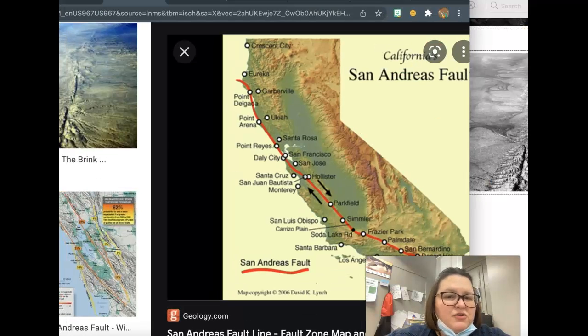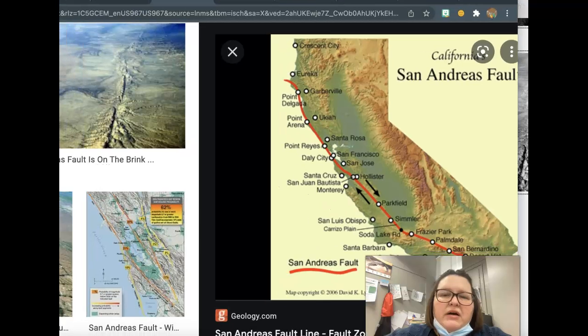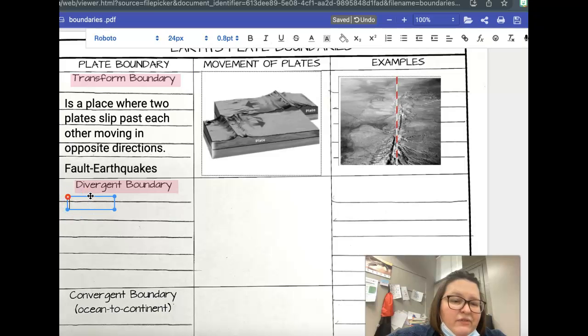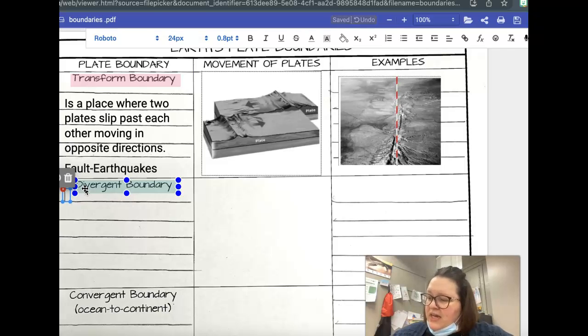Okay guys, so that is our transform boundary. The next type of boundary we'll be talking about is a divergent boundary. So I'm going to highlight the word divergent and boundary so you know where we're at in our notes. And we're going to put in a definition for divergent. Now remember, you'll have to pause so you get this written down correctly. So in the divergent boundary box, we are going to give a definition, and here it goes.